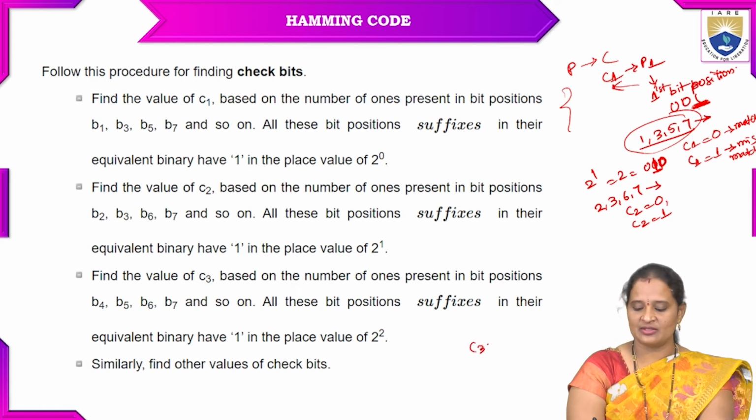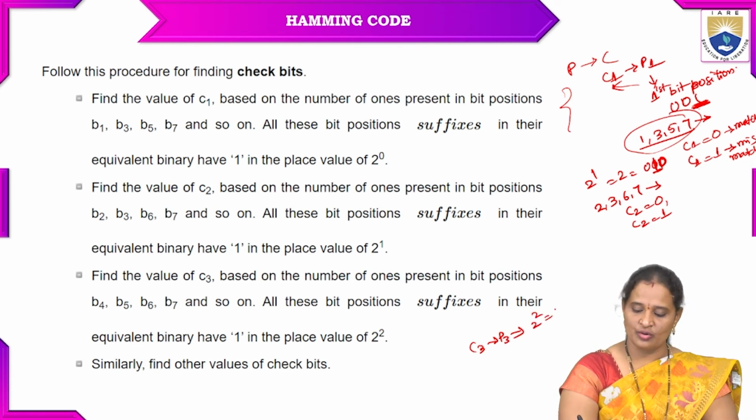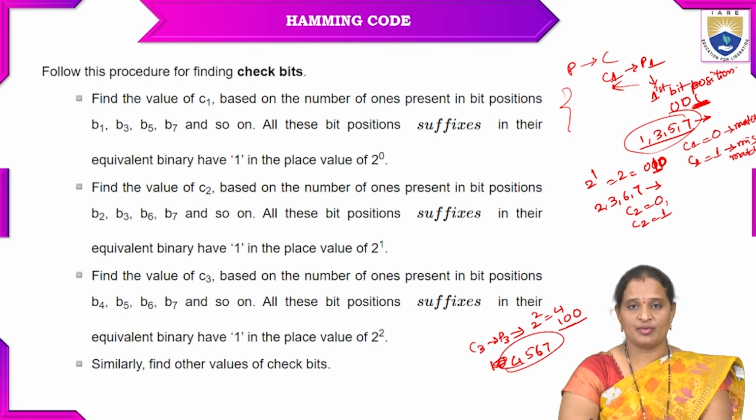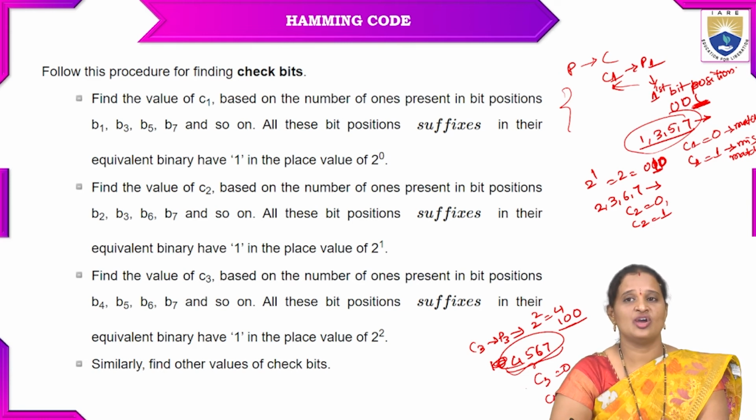Similarly, C3 is for P3, which is placed in the position of 2 power 2, which is 4, whose binary equivalent is 100. Now check the combination of bit positions which have their MSB as 1, that is 4, 5, 6, 7. Again check the number of ones present in this combination. If it matches the transmitter parity, then C3 will be considered as 0. If it is not matched, then C3 will be considered as 1.